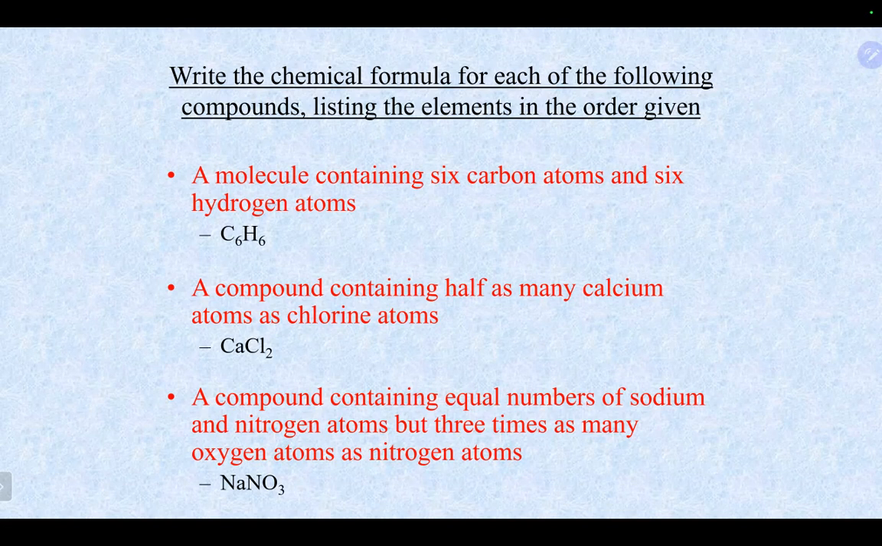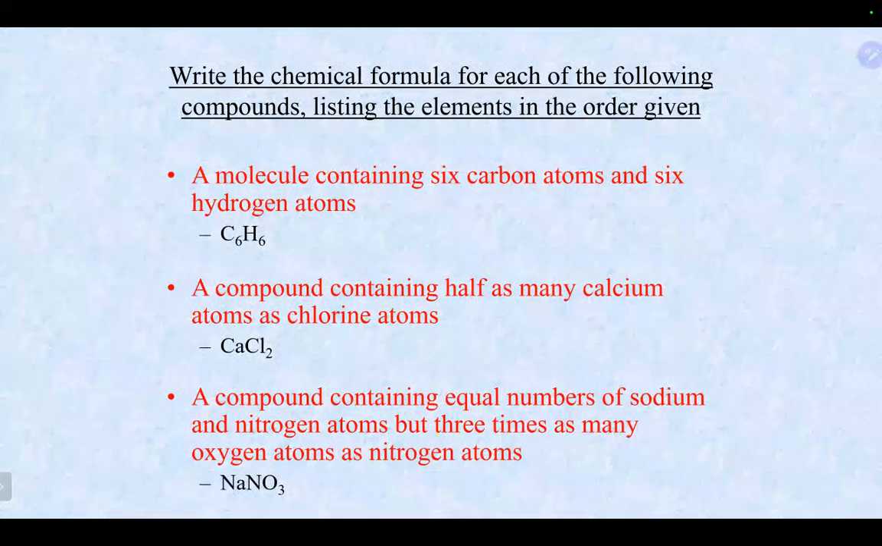And a compound contains an equal number of sodium and nitrogen, but 3 times as many oxygens. That's what we got going here. Sodium nitrate, 1 sodium, 1 nitrogen, and 3 oxygen atoms are basically happening there. Any questions on chemical formulas there?